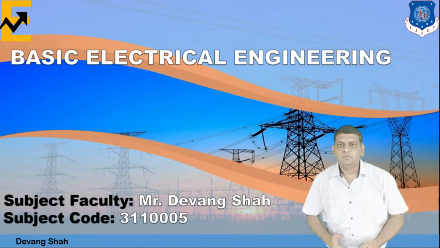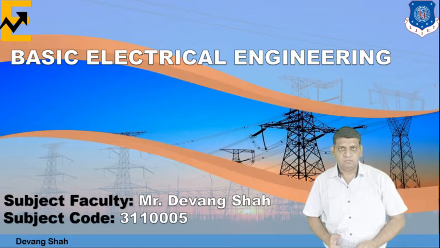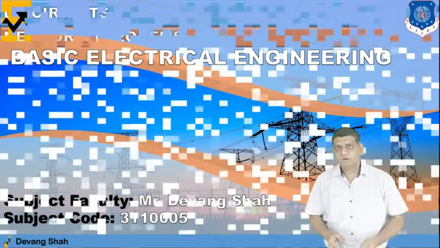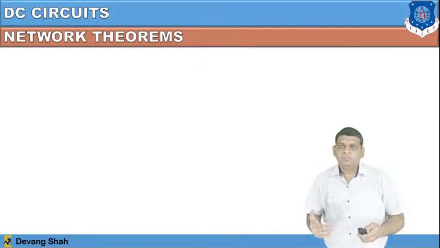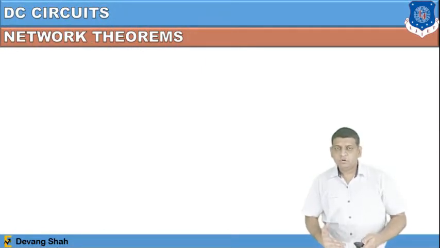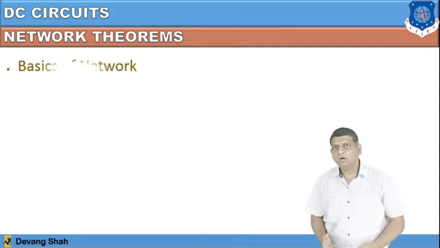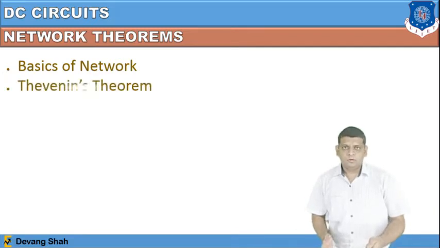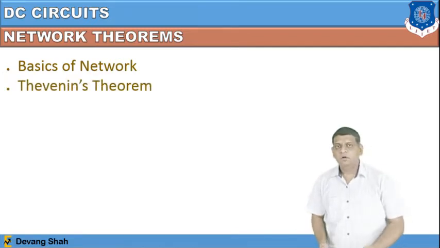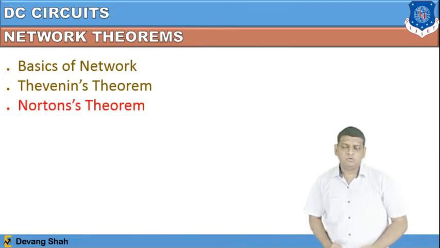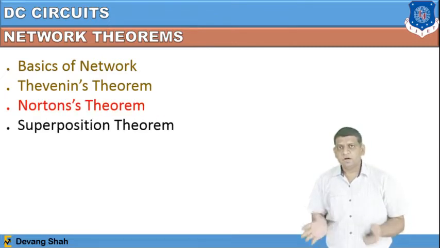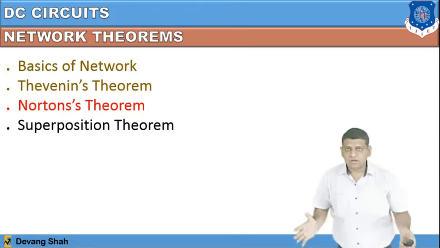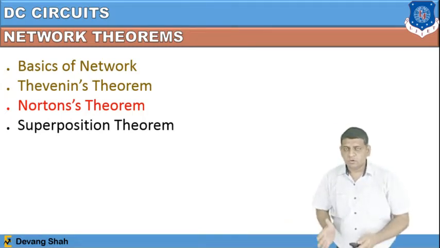Again, we continue with the same subject, which is called Basic Electrical Engineering. In our previous session, we discussed the Thevenin theorem. Before we start our next theorem, which is called the Norton theorem, we need to understand the basics of network. This is the same slide that we discussed in our last session during the Thevenin theorem. We already discussed the Thevenin theorem. Our next topic is the Norton theorem. In this part, we are going to cover the circuit theorems: Thevenin theorem, Norton theorem, and superposition theorem.